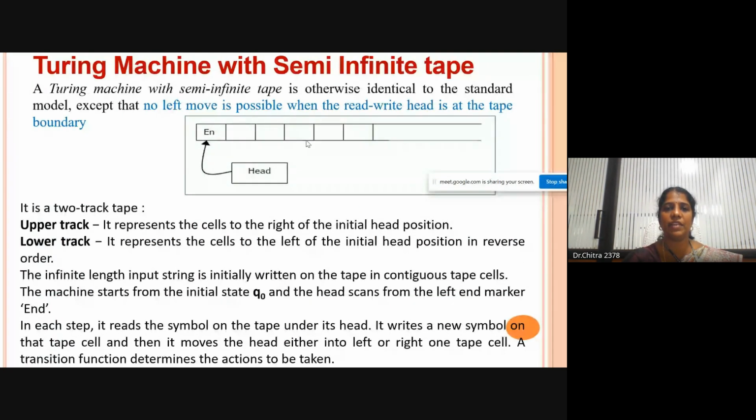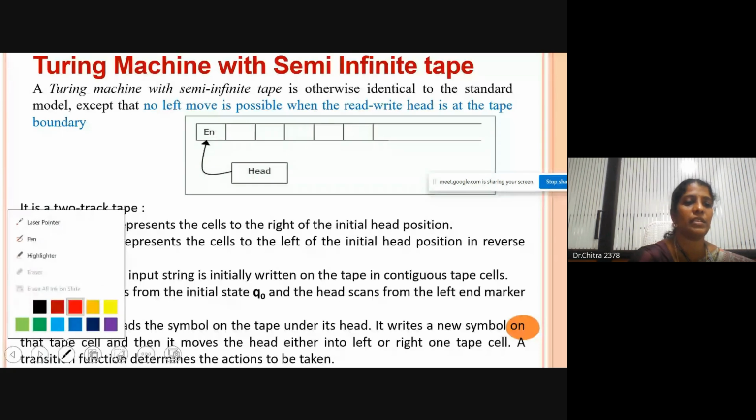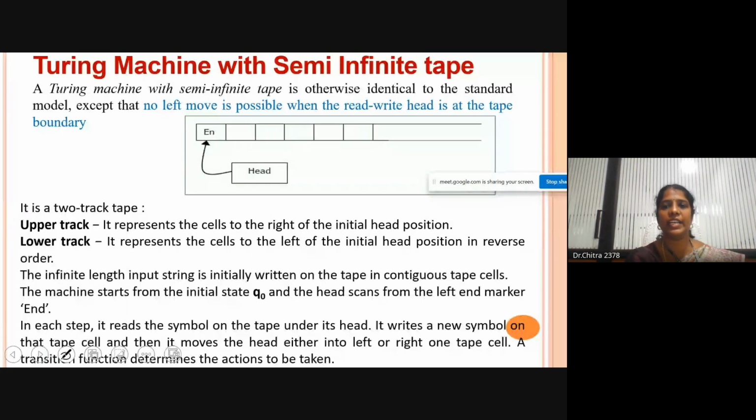The second one is the Turing machine with semi-infinite tape. Generally, a Turing machine contains an infinite tape, that is, it may move either in the forward direction or the left direction. In the general Turing machine, the head moves right or left, both forward and reverse directions are possible. But in the Turing machine with semi-infinite tape, it will move in only one direction. The first cell holds the end marker, and the remaining cells extend only to the right. When the read-write head is at the tape boundary, no left move is possible. Only the right move is possible, and that is called the Turing machine with semi-infinite tape.